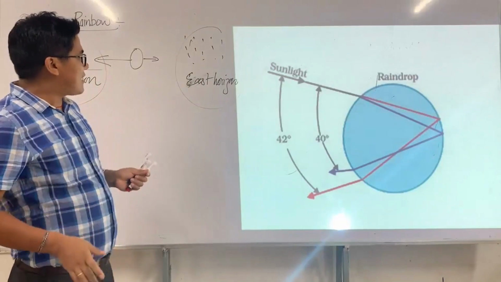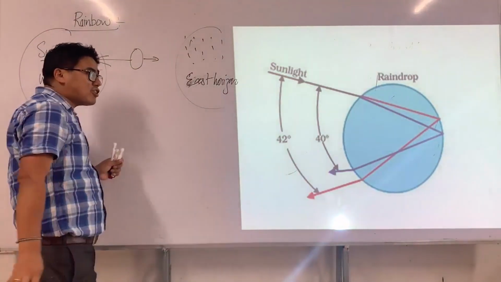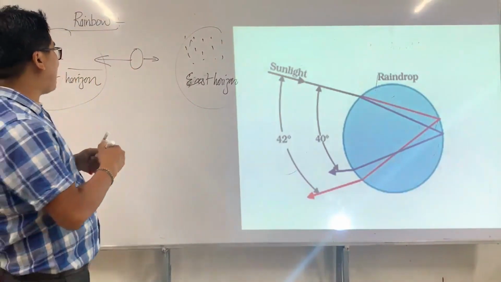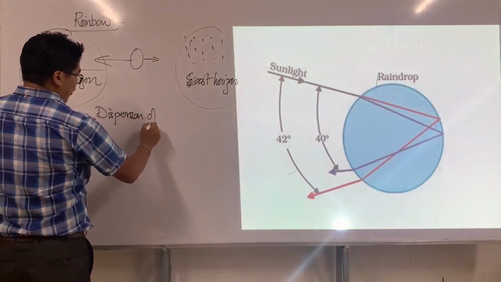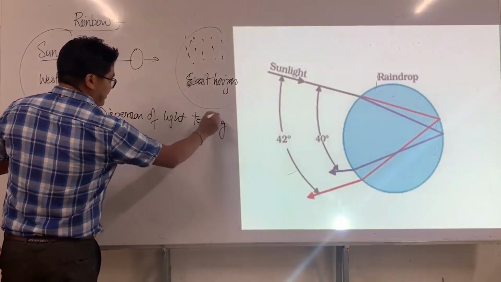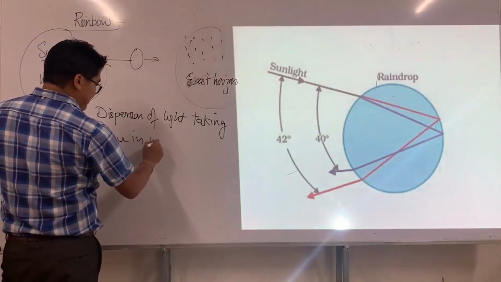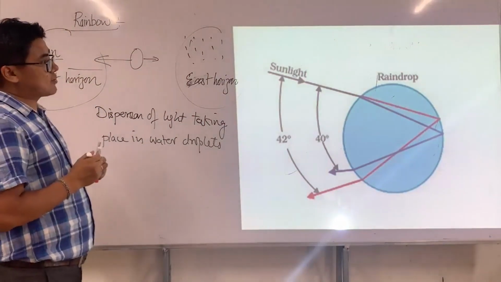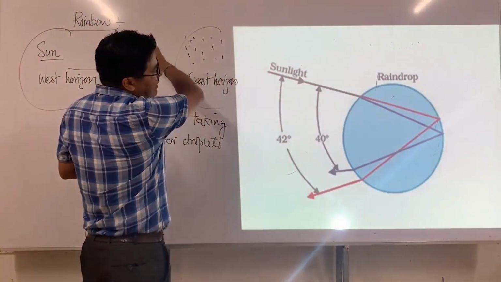All right. Say, rainbow is again due to dispersion. Dispersion of light taking place in a raindrop, in water droplets. I'll explain. This is a water droplet, and here is the sunlight.